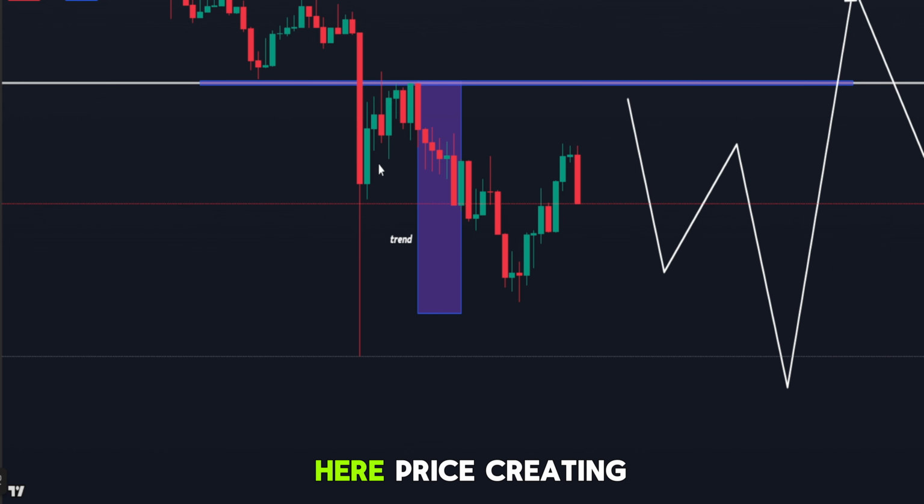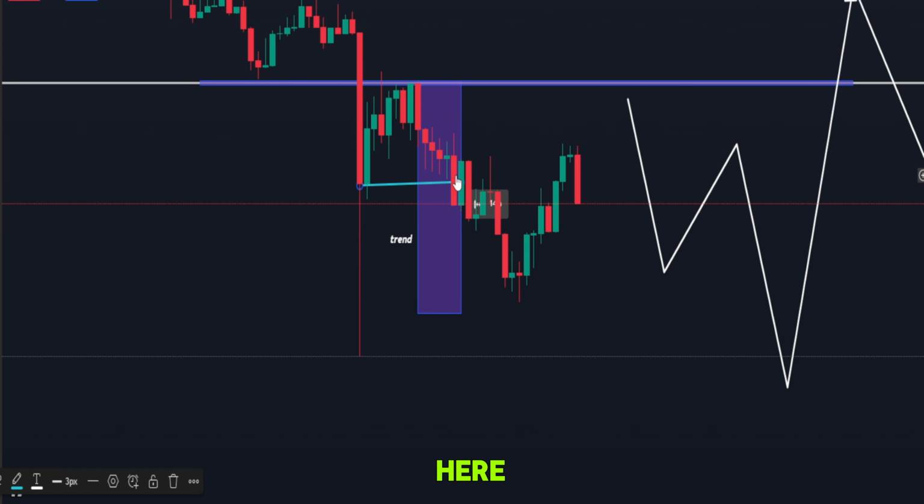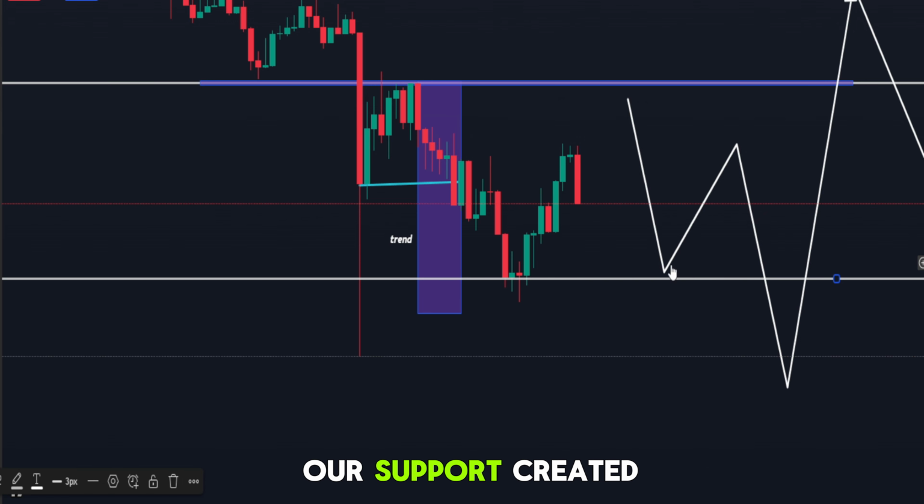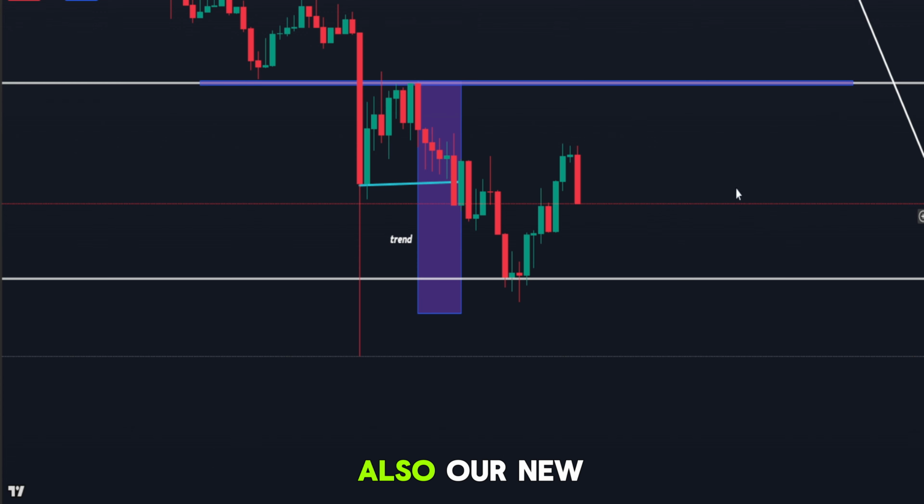So we have price creating a new low here, which is our support created, and it is also our new lower low. After having our support here, we are seeing the price pulling back, or giving us a retracement, and that retracement is looking for our area of confluence.